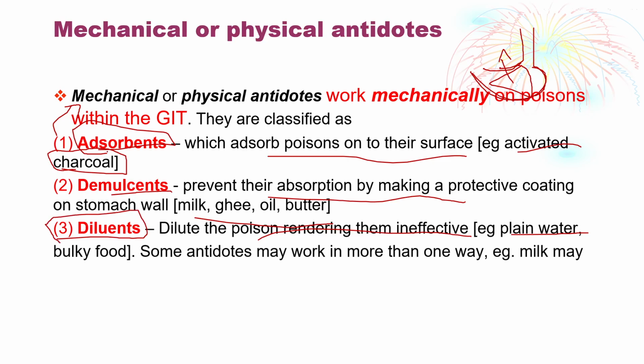So overall, mechanical antidotes are three: adsorbents, demulcents, and diluents. Absorbents are the ones which absorb all of the poisons. Demulcents are the ones which create a barrier, and diluents are the ones which dilute its effectiveness.